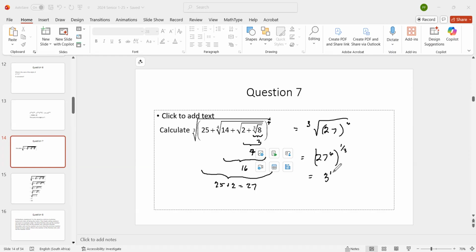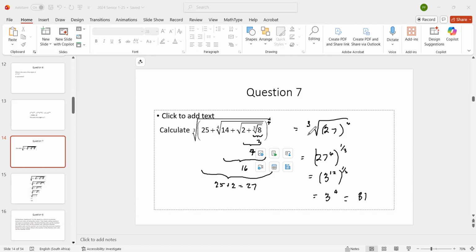Which is 3 to the power of 12. And this is 3 times 3 times 3. And that group is multiplied by itself 4 times. So you'll have 12 threes. And the third law of indices kicks in. 12 times 1/3, you multiply the indices, is 4. So you get 3 to the power of 4, which is 81.